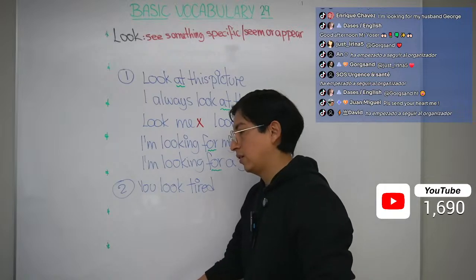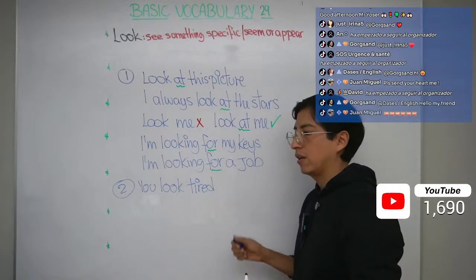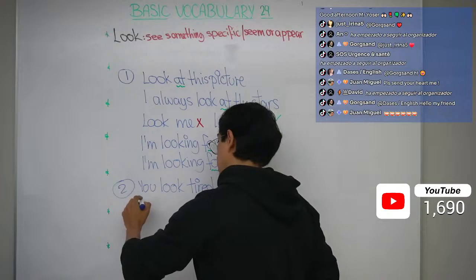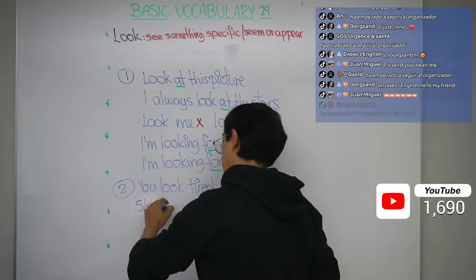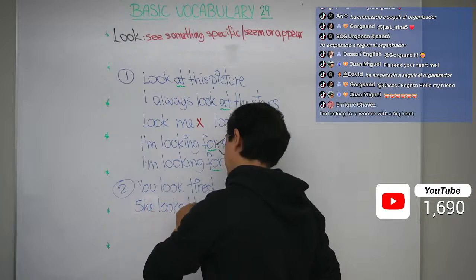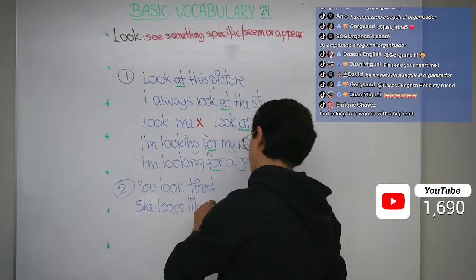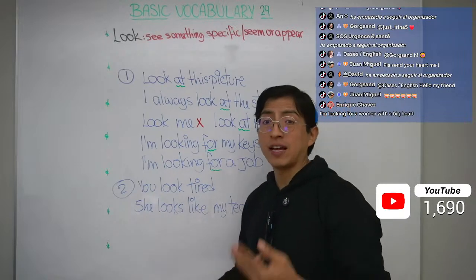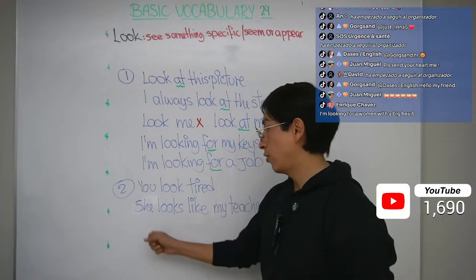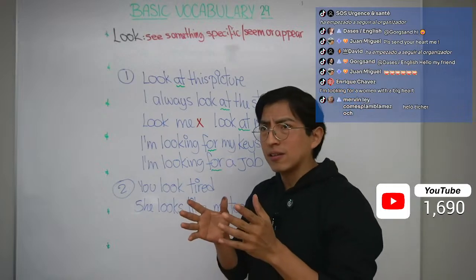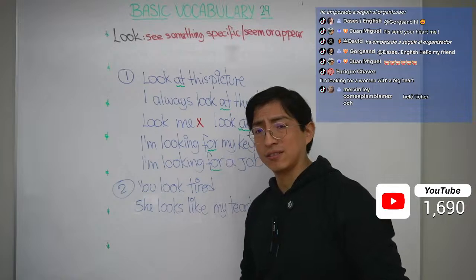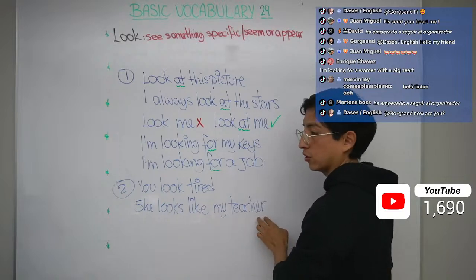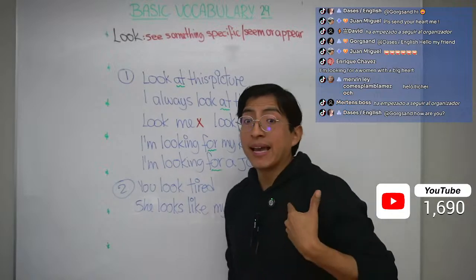Yes? Now, let's write here another sentence. For example, you can say, she looks like my teacher. Okay, she looks like my teacher, right? Look at this. She has a similar physical appearance, no? As my teacher. So she looks like my teacher. Okay. Maybe you can say my ex-girlfriend.